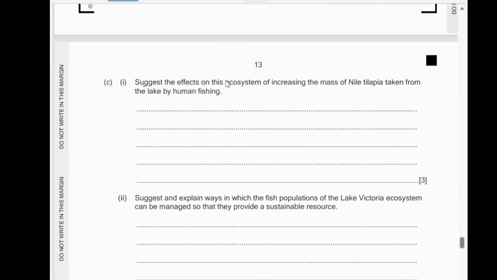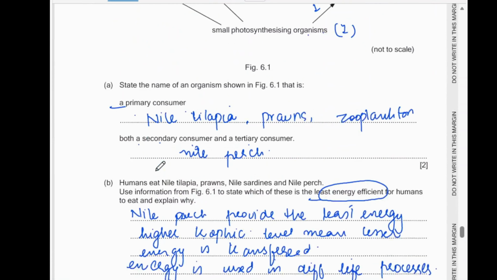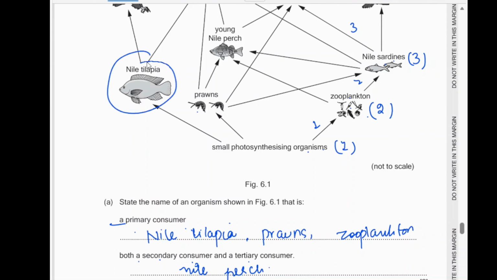Okay, suggest the effect on this ecosystem if you decrease the mass of Nile tilapia. Now the question is, you have taken Nile tilapia from the lake. You have removed this from overfishing or whatever. You have removed Nile tilapia. What would be the effect on the ecosystem? Okay, let's say we are removing this one. What would be the effect?